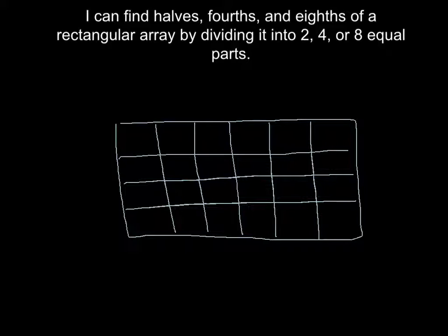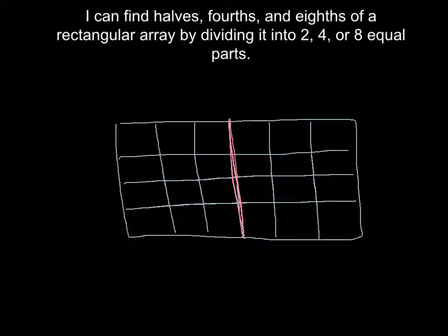Today we are going to use a 4 by 6 array to show halves, fourths, and eighths. The area of this array is 24 because 4 times 6 is 24. If I want to divide this array into halves, I could draw a line down the middle of the rectangle like this.